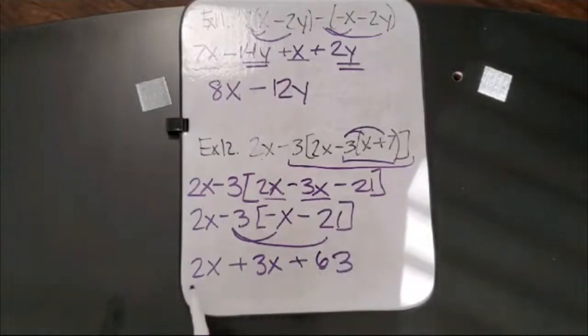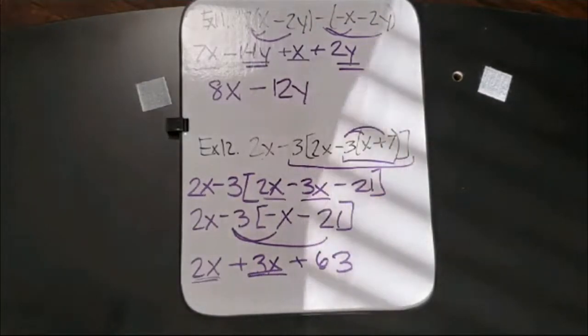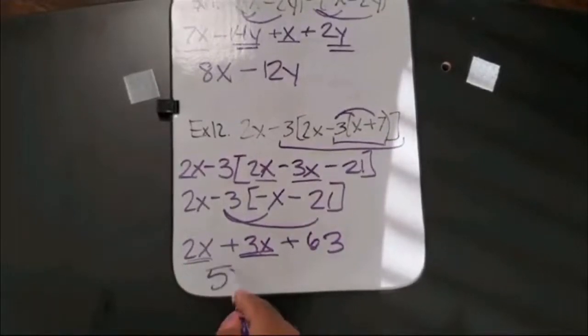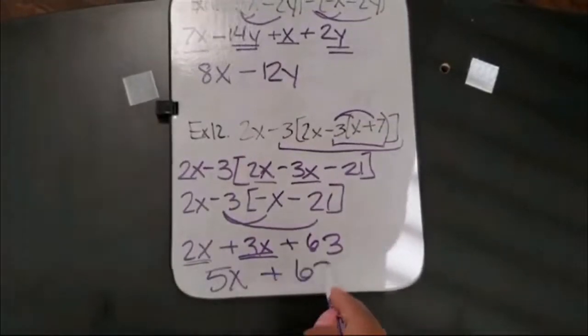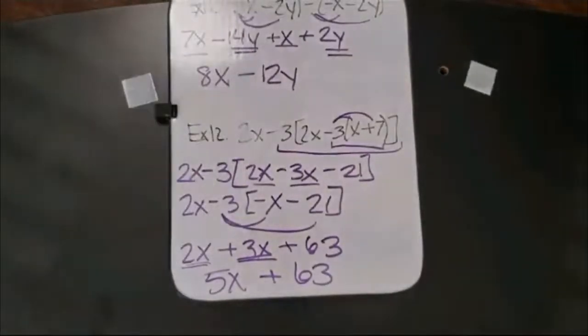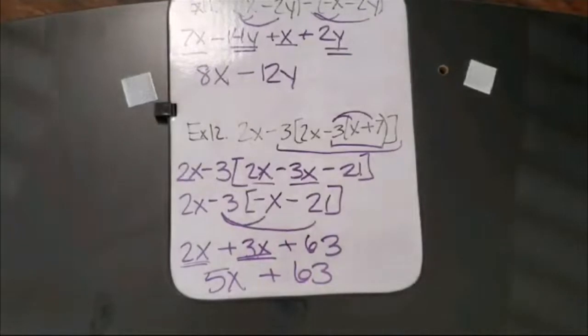So now that we have this part written out, we look and we see this term has an x and this term has an x. So we can combine that. The 2x plus the 3x will be 5x. And then we keep our 63 because we don't have a like term to combine that with.